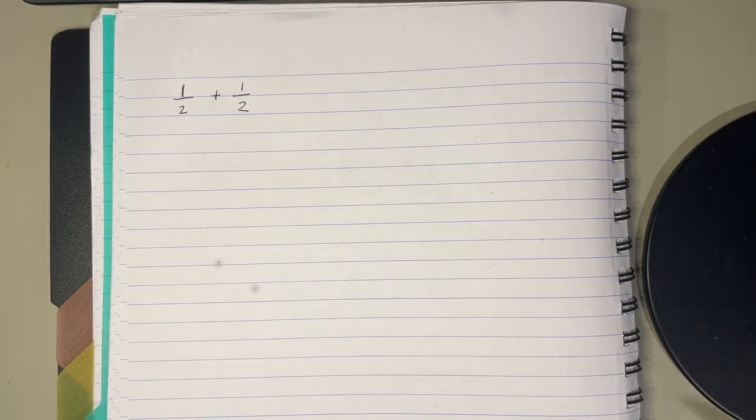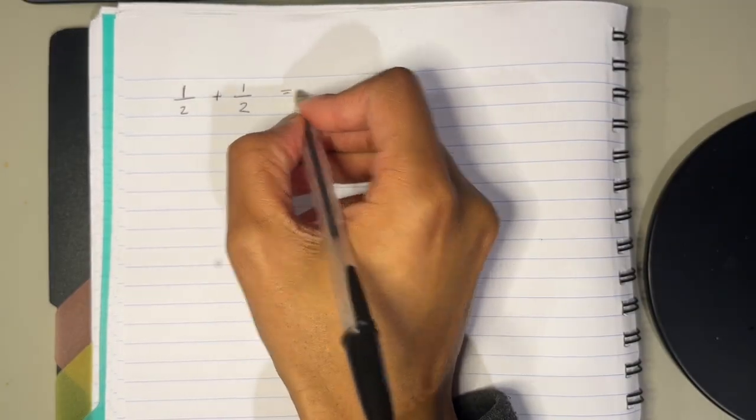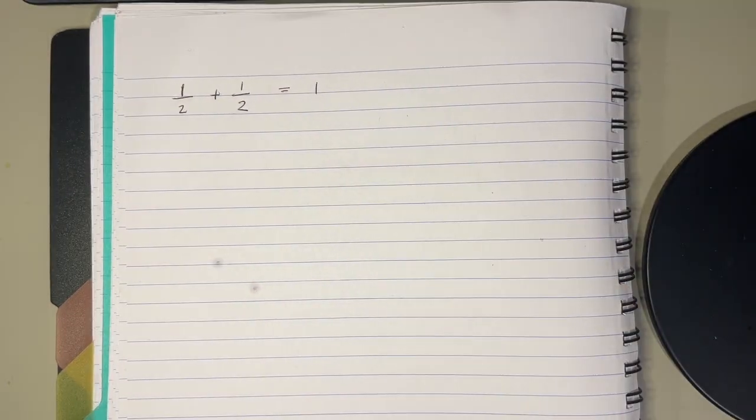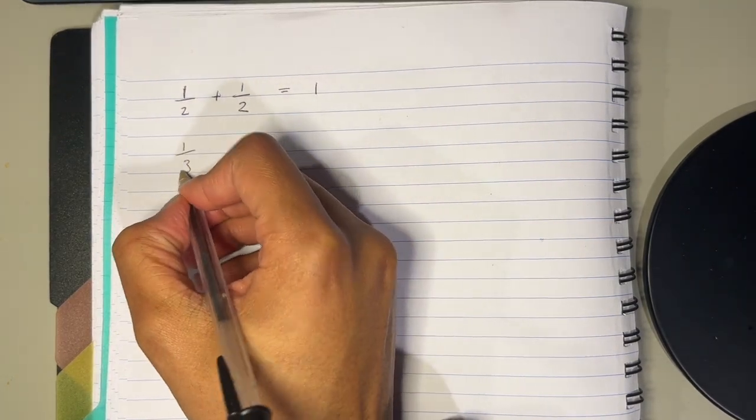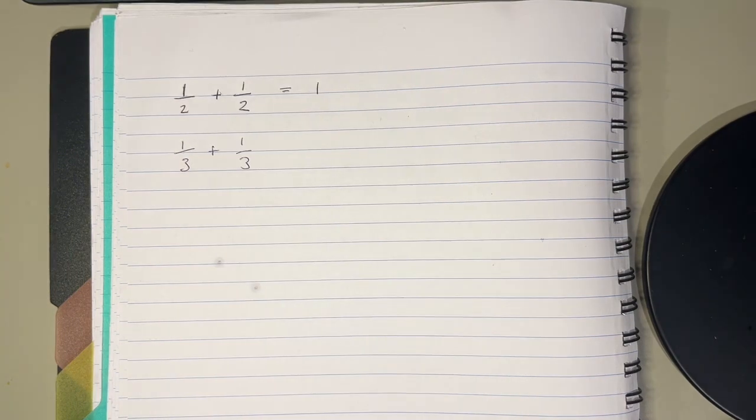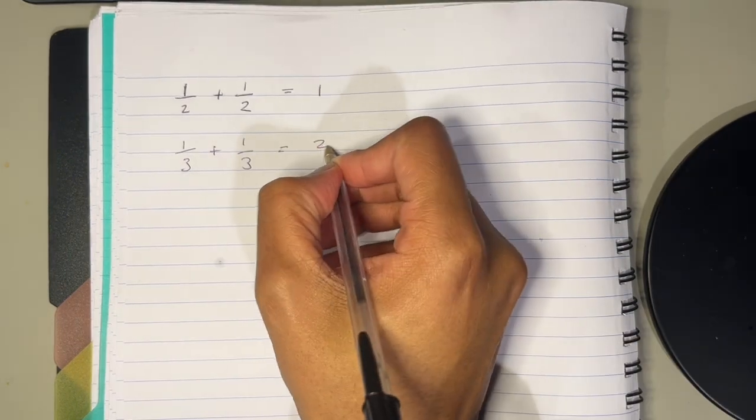1/2 plus 1/2, well, if we have two halves, we have a whole. So 1/2 plus 1/2 is 1. So that's like a very easy example. Perhaps the next most complicated one would be 1/3 plus 1/3. Well, how many thirds are there? Well, there are 2 thirds.